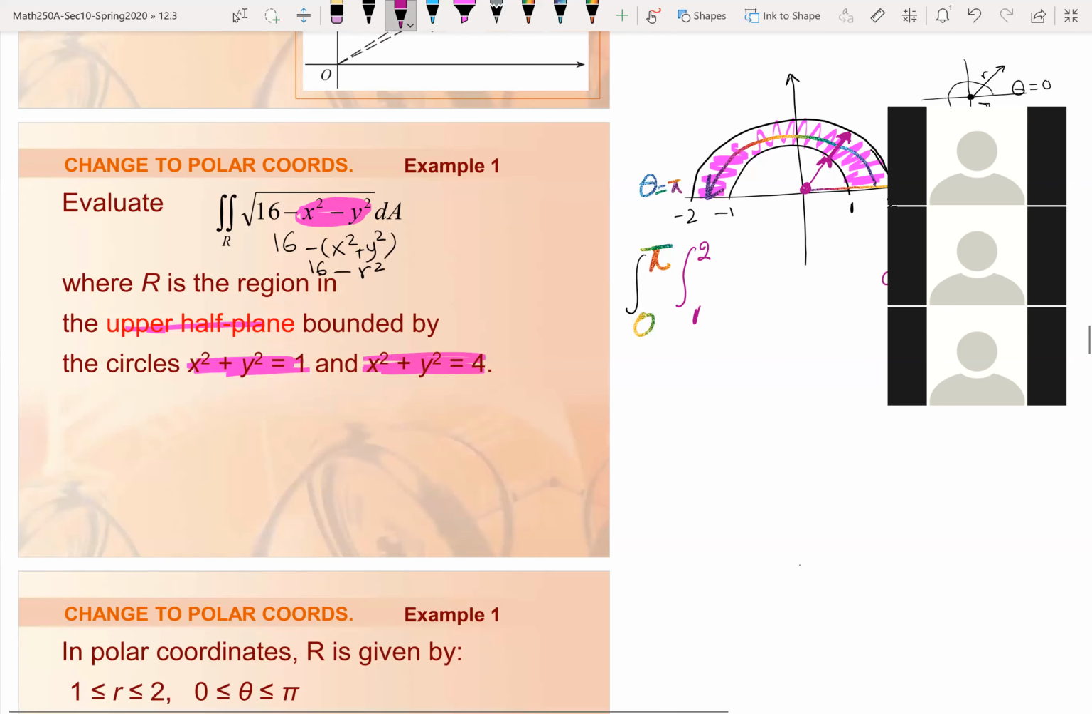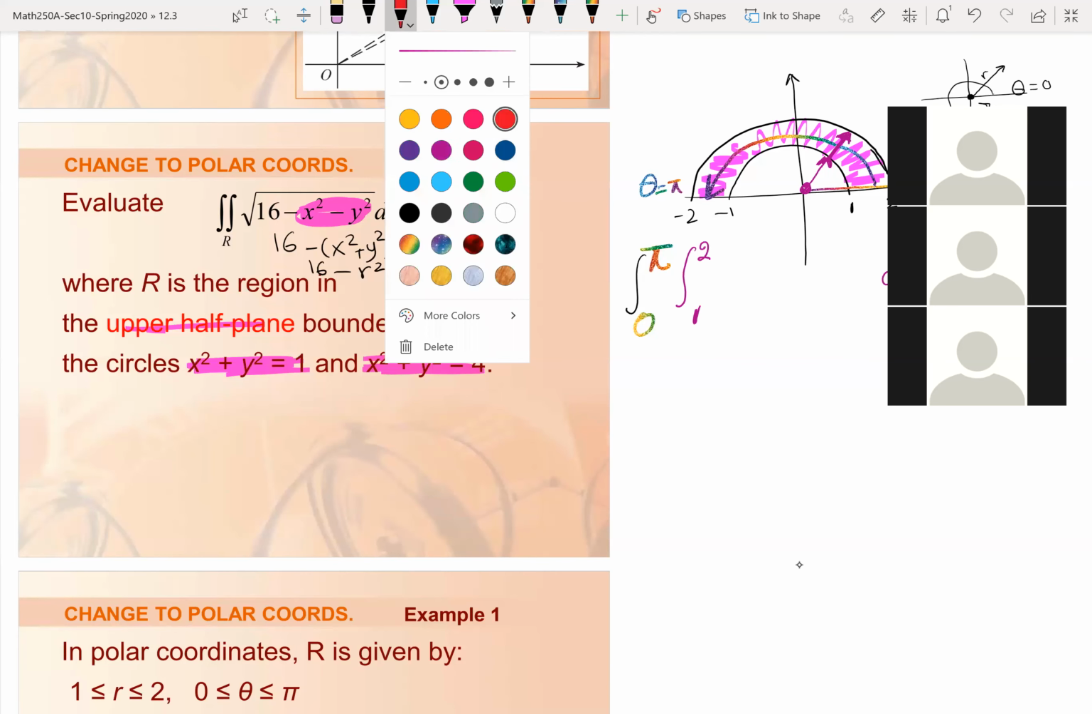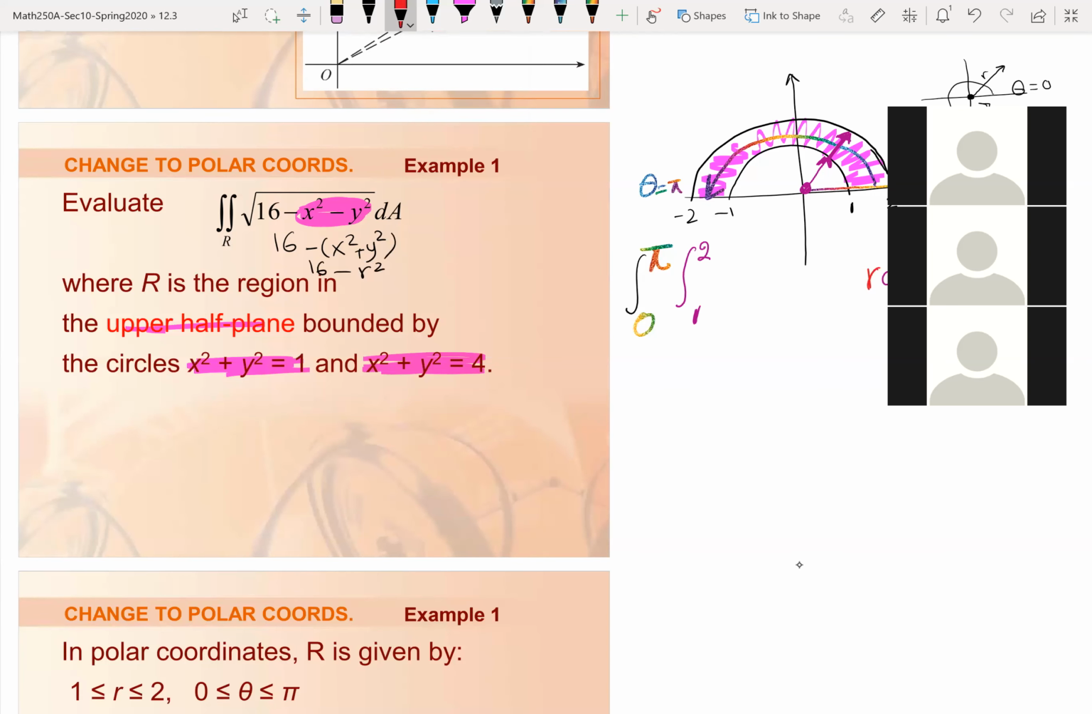That extra factor of r is always sitting there, and it actually has a name. Later in this chapter we call it the Jacobian. The Jacobian is the extra factor for changing any variable. So this is changing from xy coordinates to r theta coordinates.